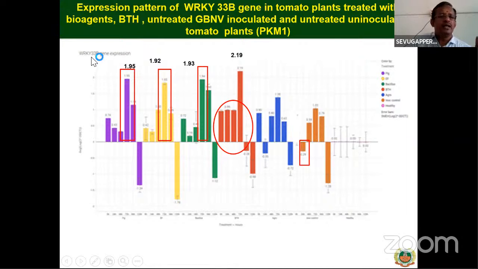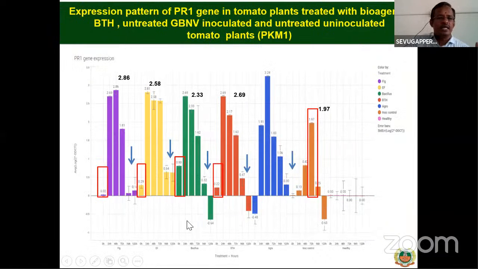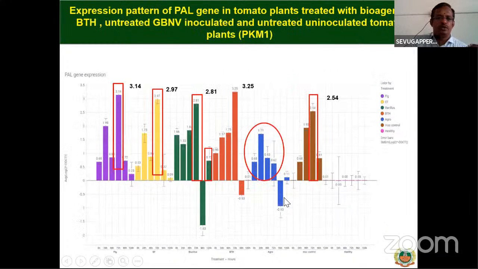Similarly, the WRKY factor was also found to be enhanced in this case, followed by the NPR1 gene, which is responsible as a hub for triggering ISR and SAR, and it was also found to be triggered. Later, the PR1 gene expression was also found to be induced, where the level increased up to 3 days, and then a slow decline was noticed, whereas in the inoculated control, down regulation was noticed.